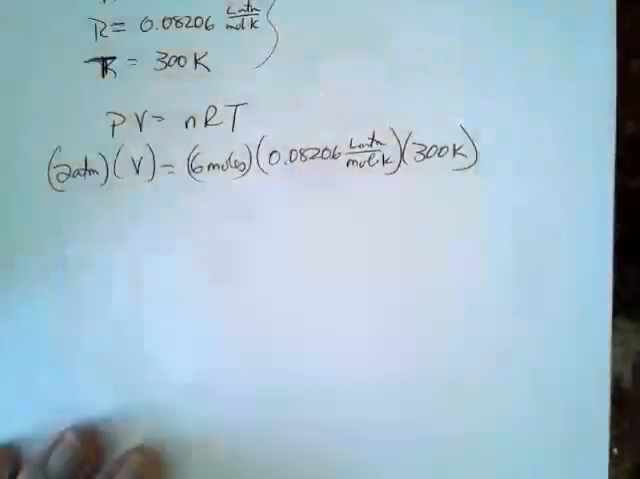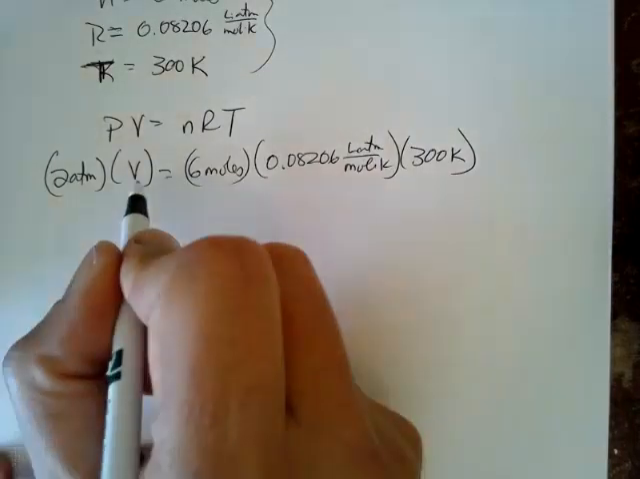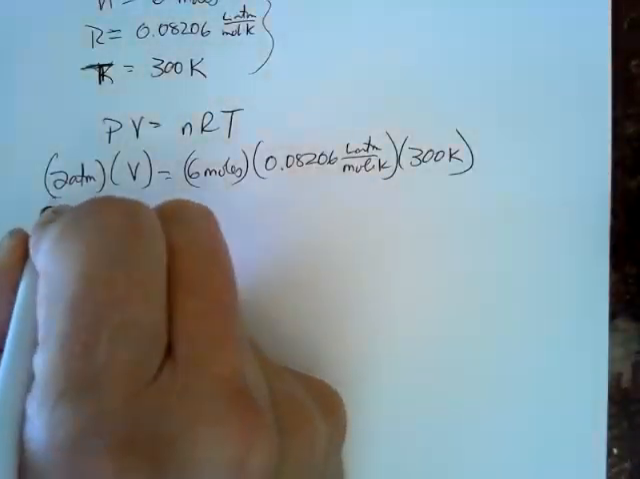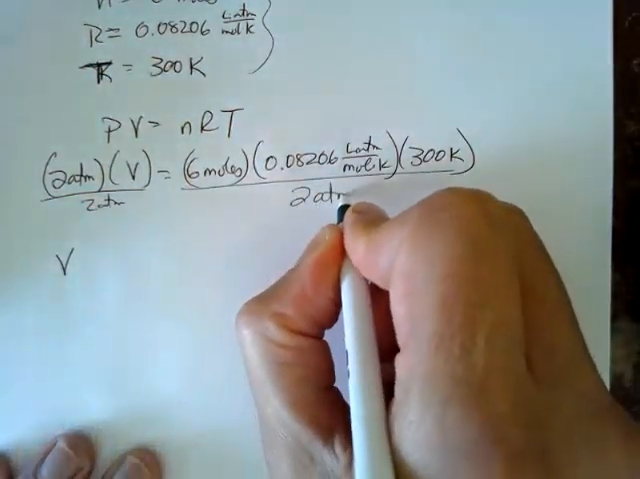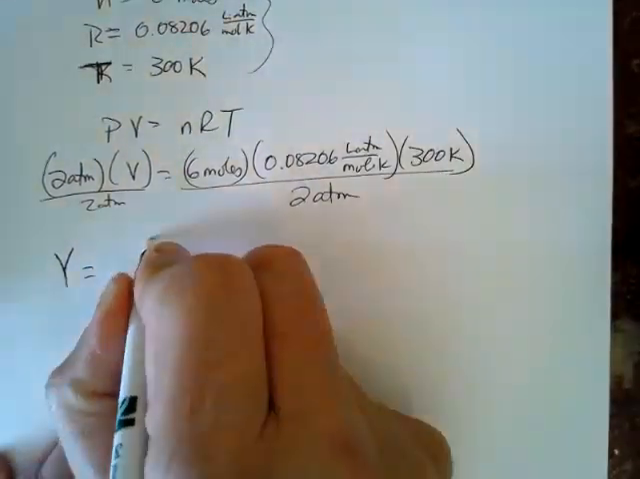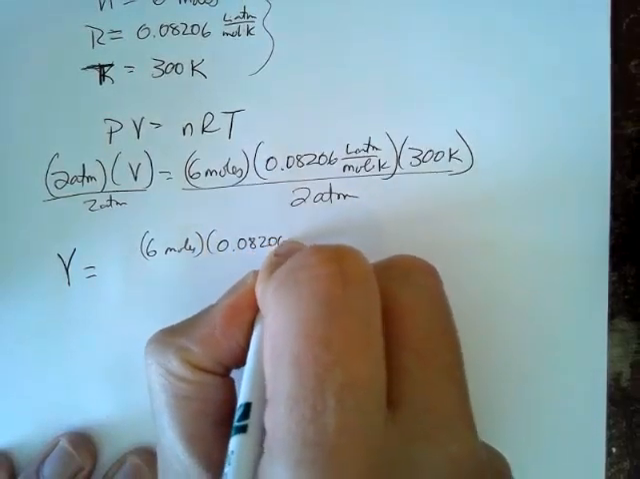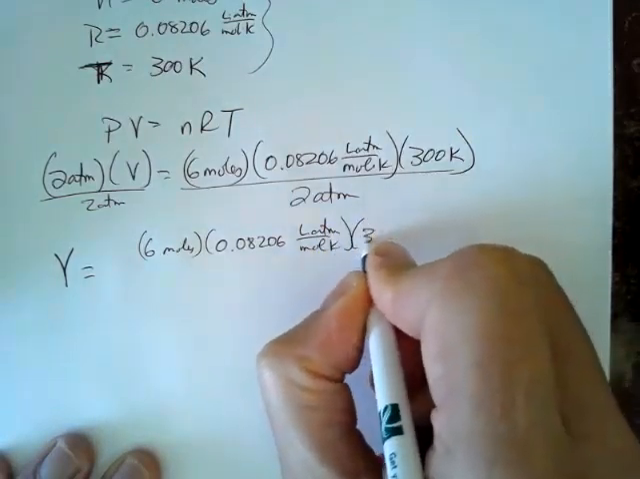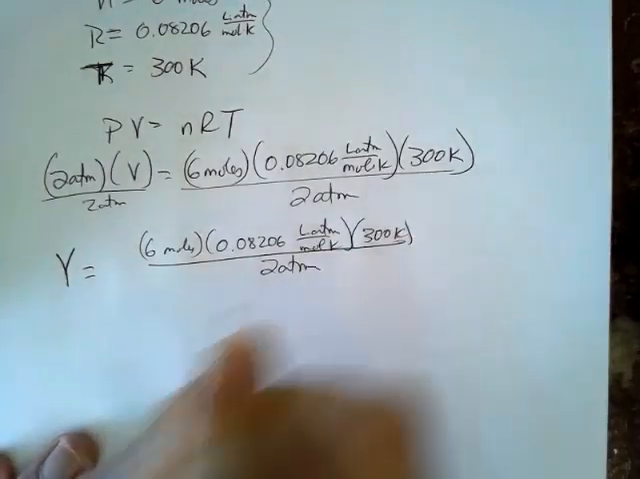Okay. So if we want to solve for volume, there are lots of ways to do this. I'll admit that in terms of cancellations, but I will just go ahead and isolate volume on the other side. To do that, I'm going to multiply both sides by 2 atmospheres. So then the volume turns out to be 6 moles times 0.08206 liter atmospheres per mole Kelvin times 300 Kelvin over 2 atmospheres.